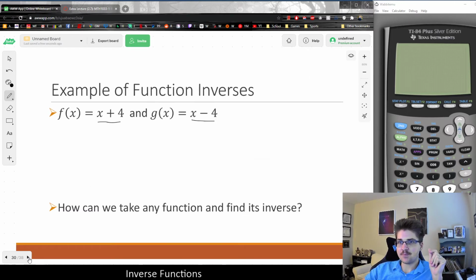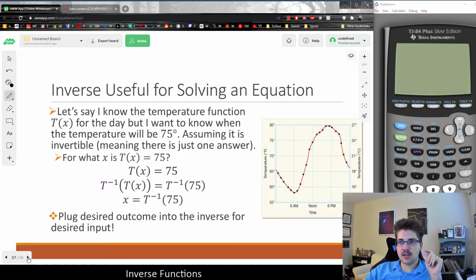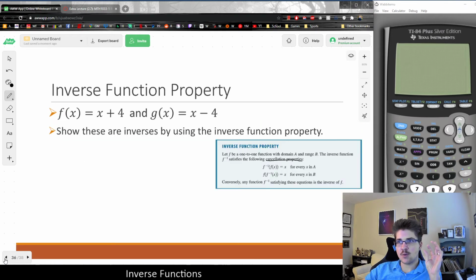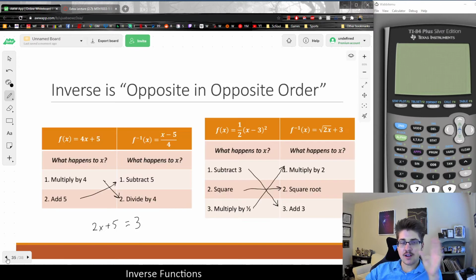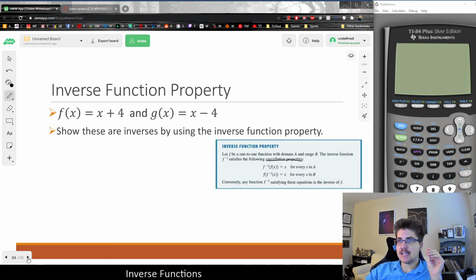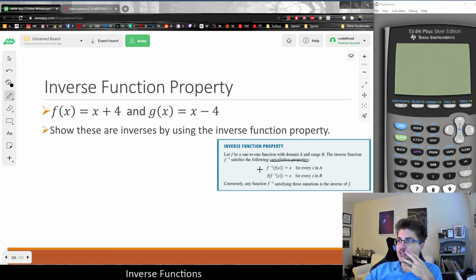Okay, so let me actually show you what I mean, because in the last question of the second page of the activity, I asked you to verify using the inverse property, and I wanted to teach you how to do that. What do I mean? Basically, you have to check these two conditions and make sure it works. Essentially, what I want to do is plug the functions into each other.